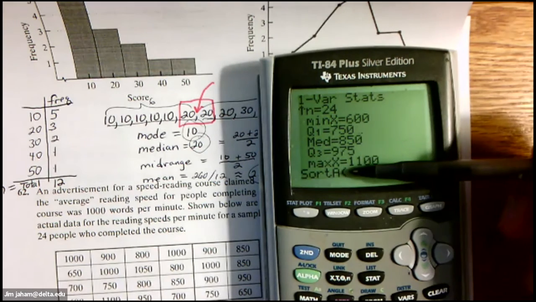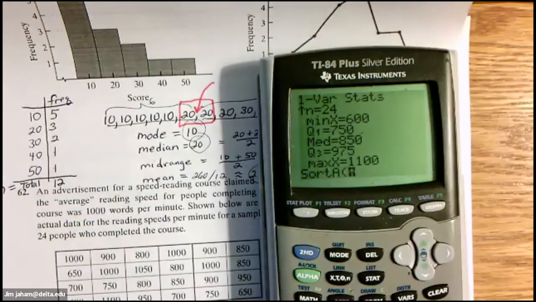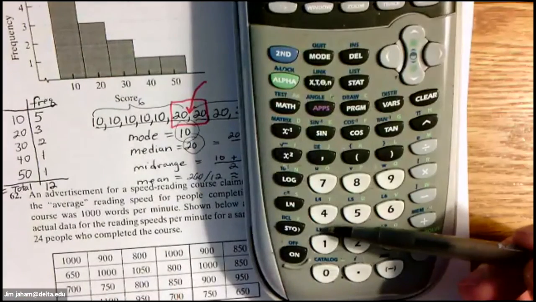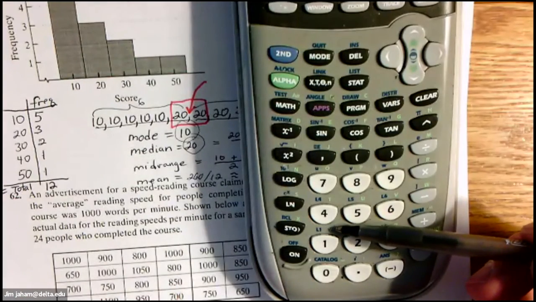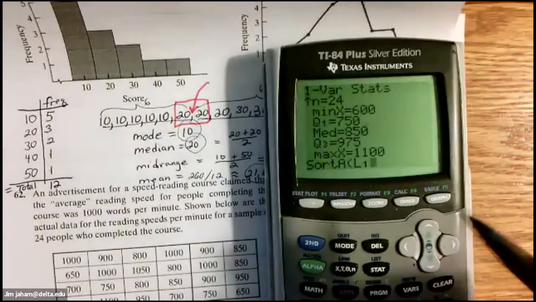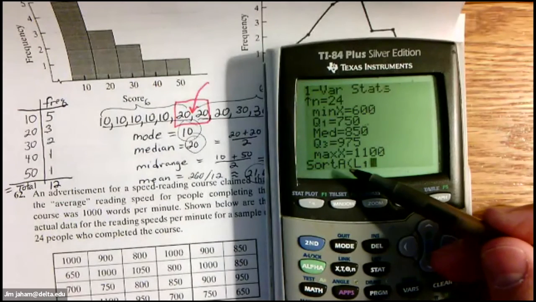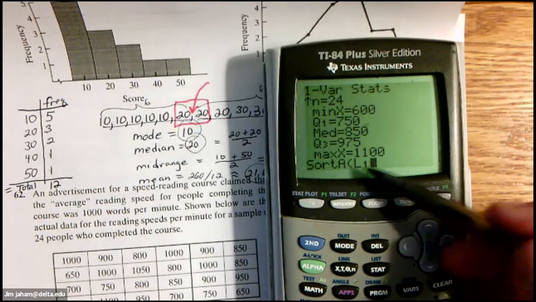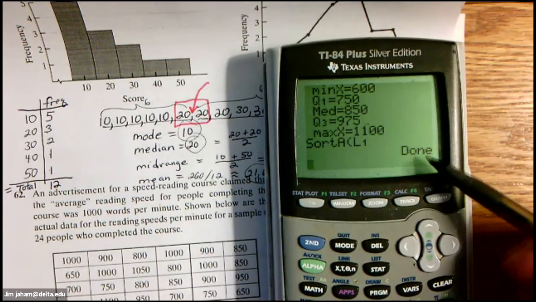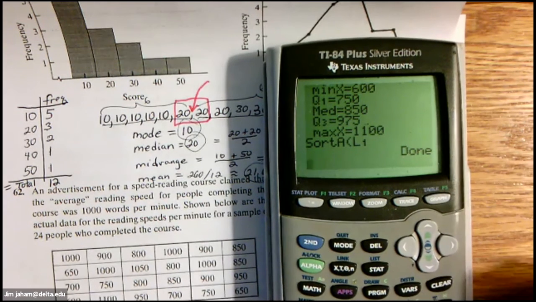So we're going to sort the list, and I'm going to enter in L1. Okay. There's L1 right there. It's in blue, so I have to hit the second key to get it. And then second, the number 1 would give me L1. So this says I want to sort. The A means in ascending order. I want to sort in ascending order the data values in L1. I'm going to hit enter, and it just says done. So that means that it went ahead and it sorted it.